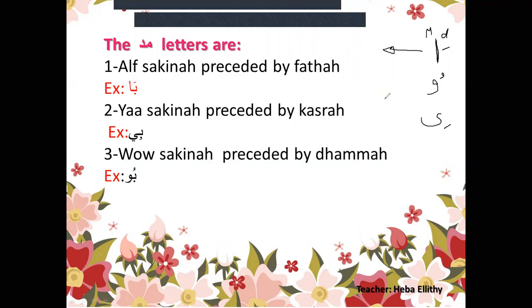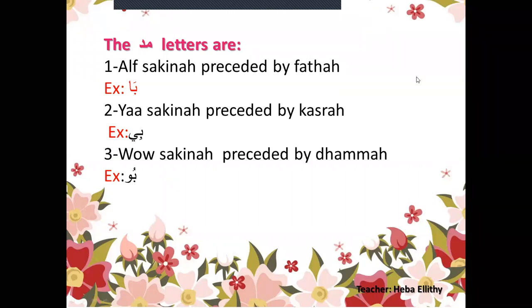The mad letters are alif sakina preceded by fatha, like ba, or ya sakina preceded by kasra, like bi. Number three, waw sakina preceded by dhamma, like bu, and this is the length I read with it. This is good. Inshallah, this point is clear.